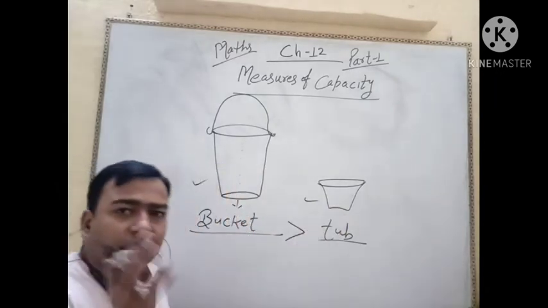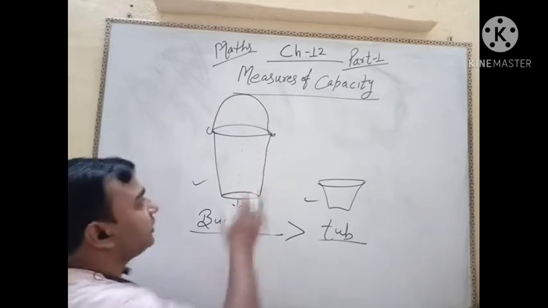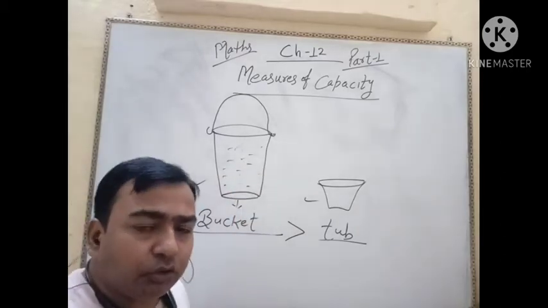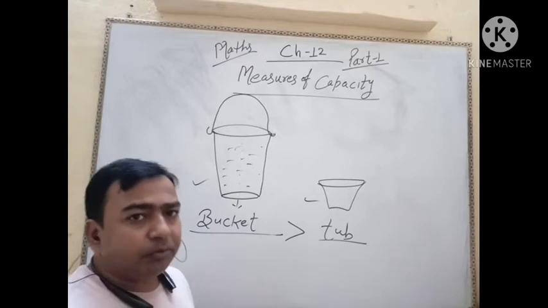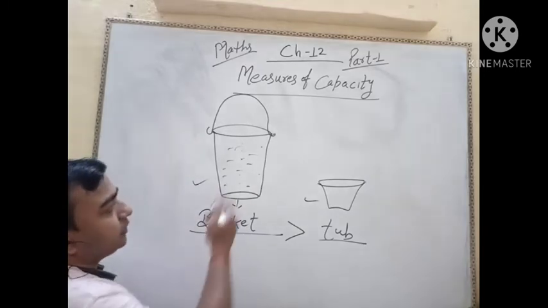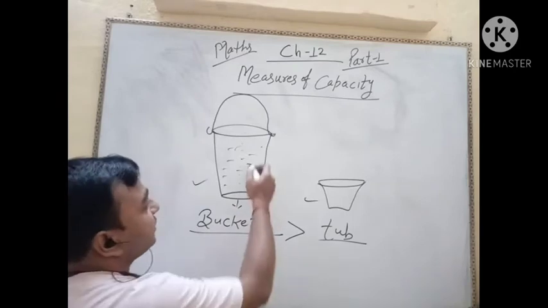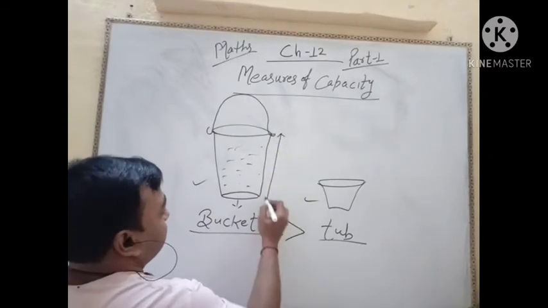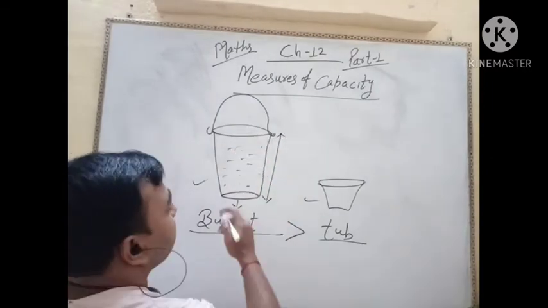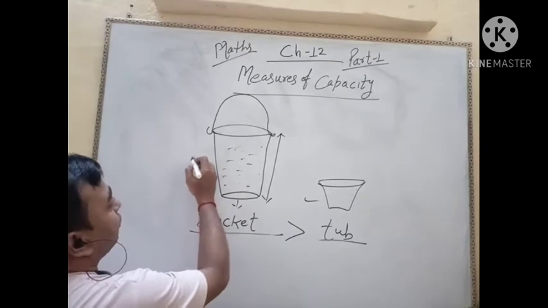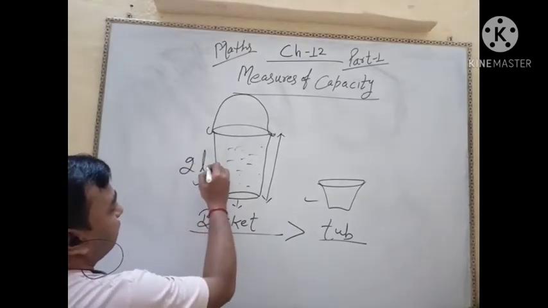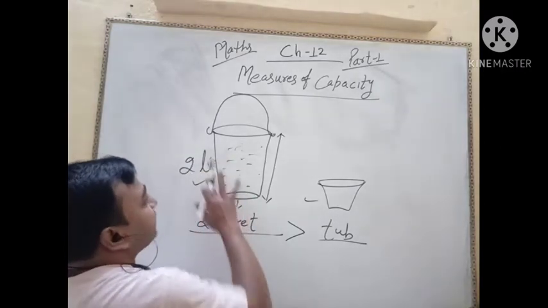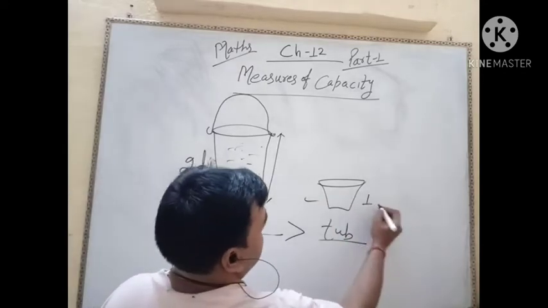It means when we put some liquid in it, we can store a maximum amount, or more, of any liquid in this bucket as compared to this tub. Suppose that the capacity of this bucket is 2 liters, and the capacity of this tub is 1 liter.